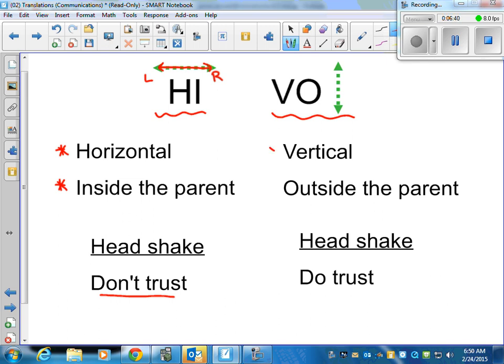Then when we look at our vertical adjustments, vertical adjustments means the graph is moving up or down. We have a vertical head shake to help us with that. We're looking at values that are outside the parent function, outside the parentheses, and your head shake rule is telling you that you do trust. If you see a plus outside the function, it's moving the graph up. If you see a minus outside the function, it will move the graph down.